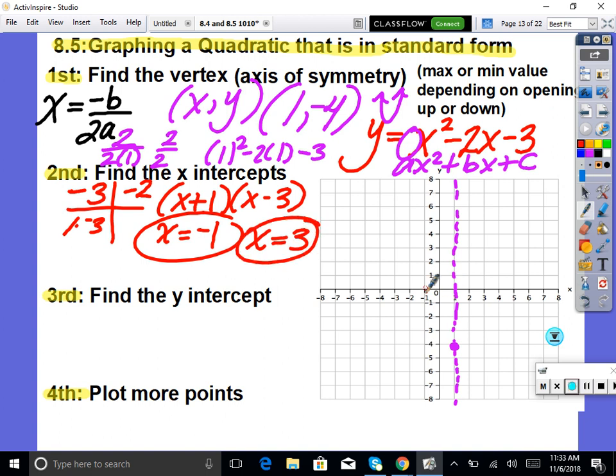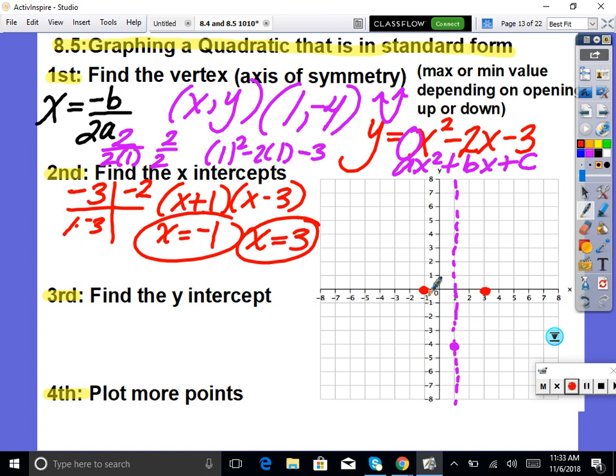So I'll plot that point. Negative 1 and 3. Now look, are they symmetric? Your x-intercepts should be symmetric over the axis of symmetry. You guys see how it's 2 units to that x-intercept from the axis of symmetry? 2 units to that, so we're good. Now find the y-intercept. 3 points is not enough to graph an accurate graph. So now pick some more points.